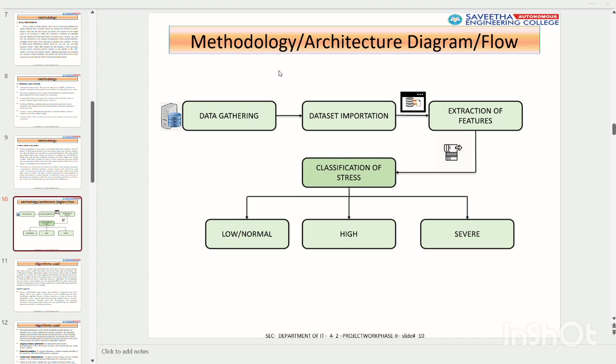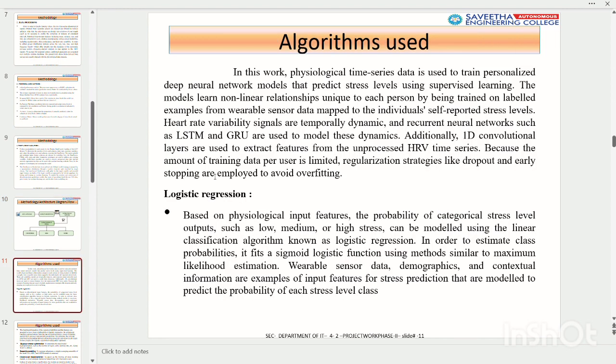Architecture diagram for stress level prediction. First, data gathering and next, data set importation. Data set importation is the main important step, to import the data sets into the program. And from this, we have the extraction of features. We have to extract the features that can be used to classify the stress level into normal, low, high, or severe. And next, what are the algorithms we used? We can see it here.